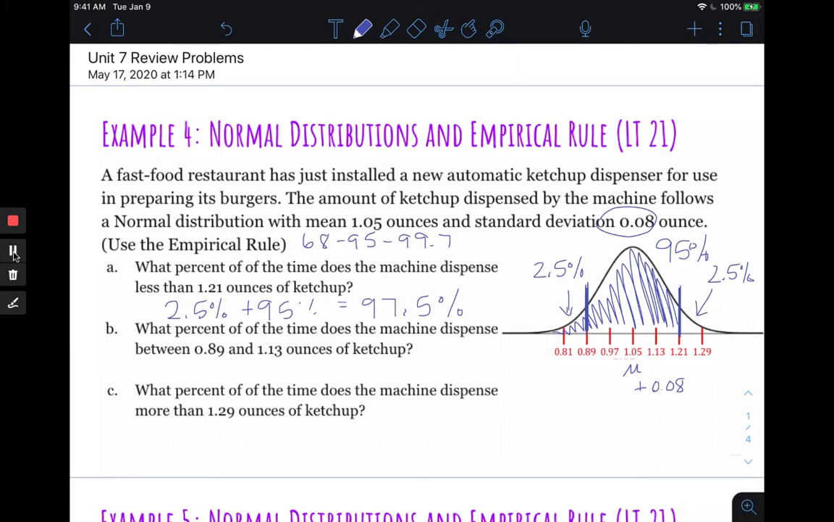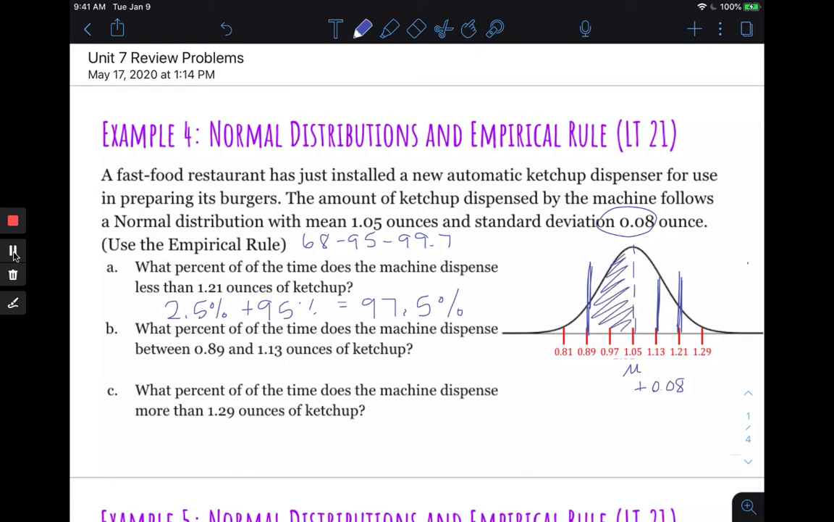Okay, on the next one we want what percent of the time does the machine dispense between 0.89 and 1.13 ounces. So I'm just going to erase what I have on here so I can mark things for the next problem. So 0.89, that's here, and 1.13, I want between those two. If I just look at 0.89, it's 2 standard deviations below the mean. Draw a line there for the mean. Just like the last problem, if I was 2 standard deviations below to 2 standard deviations above, so from here to here, that's 95%, but I just want half of that.